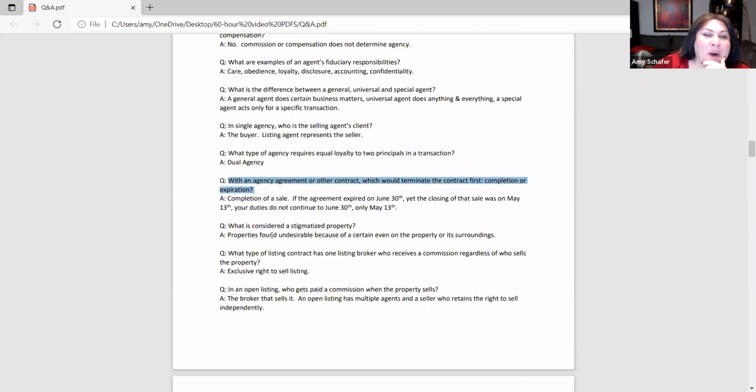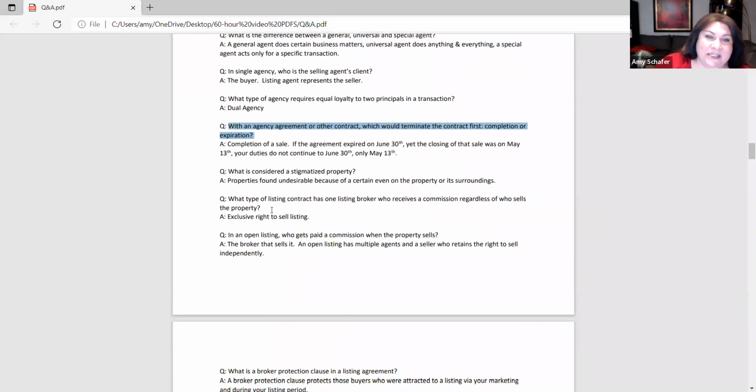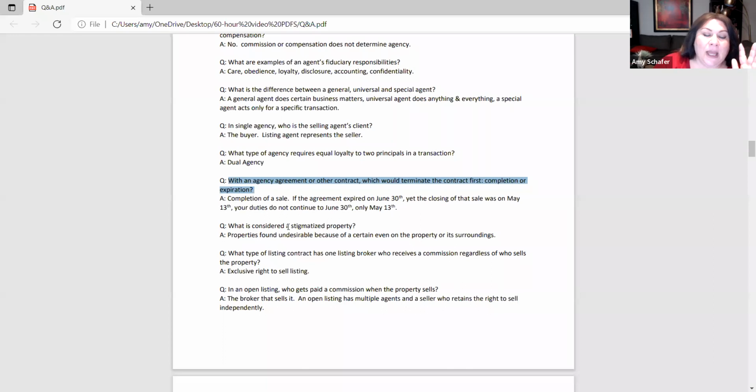A stigmatized property is a property that's found undesirable because of a certain event or something in the surrounding area that's happened. And I don't know whether it's on this list, but it popped into my brain, so I'm going to put it out there. Because in this same section, we learned something called Megan's Law. That might be a random test question for you under practice of real estate that says sex offenders must register where they're going to be living. Okay.